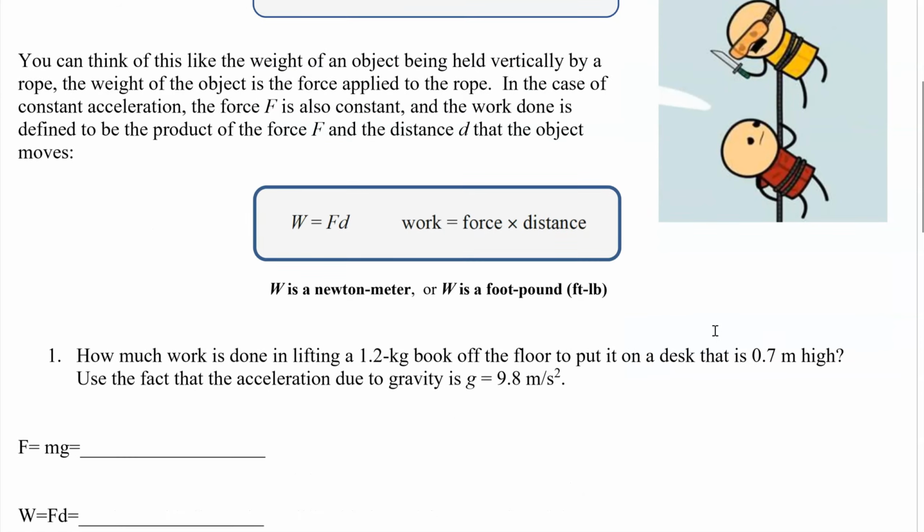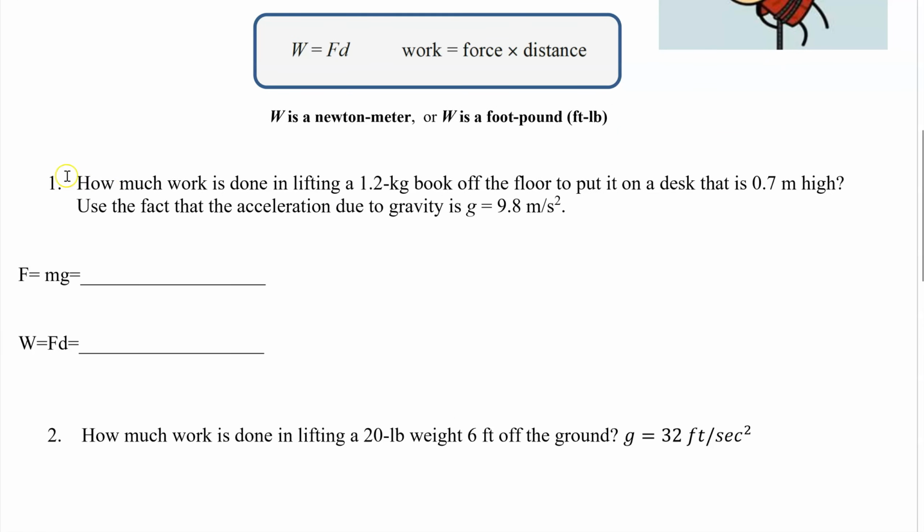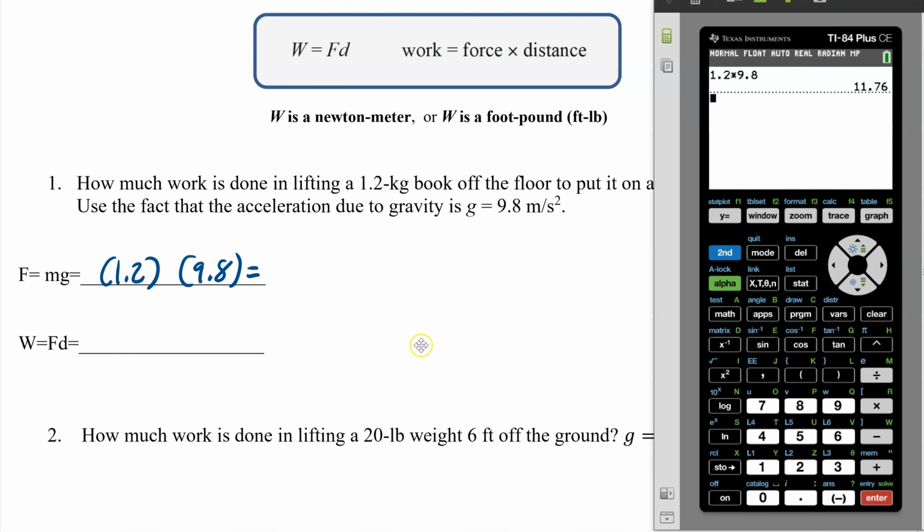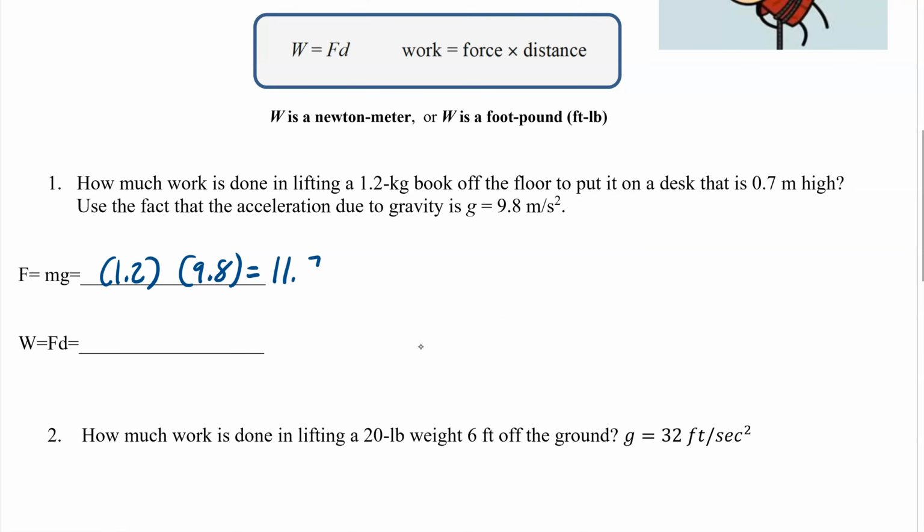So let's try one. How much work is done lifting a 1.2 kilogram book off the floor to put it back on the desk that is 0.7 meters high? We're going to use the fact that the acceleration constant for gravity is 9.8 meters per second squared. If we take our mass, which is the 1.2, and multiply it by 9.8, our calculator tells us it's 11.76. The unit we use is newtons. Instead of saying kilograms times meters per second squared, we just say newtons.